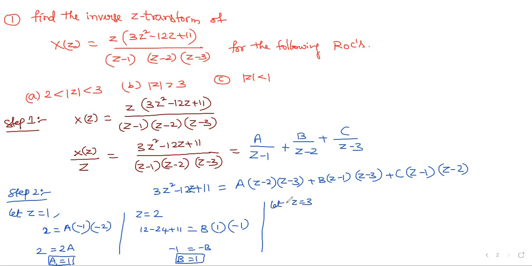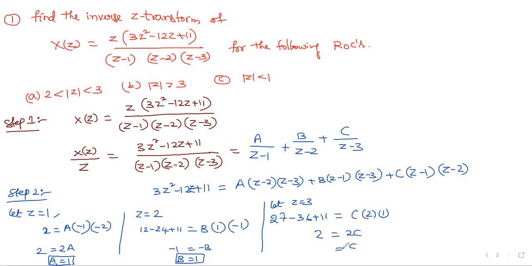Now let Z equal 3. If you substitute Z equal to 3, 3 square will be 9. 9 into 3, 27, minus 12 3s are 36, plus 11 is equal to. This term will become 0 because Z equal to 3 is substituted. This will be 0. 3 minus 1, 2. C into 2. 3 minus 2, that is 1. So now 27 plus 11, how much? 38. 38 minus 36, 2 is equal to 2C.